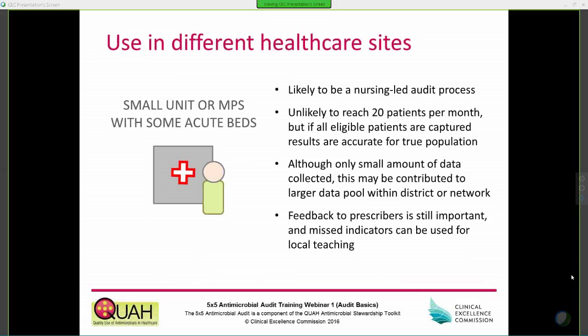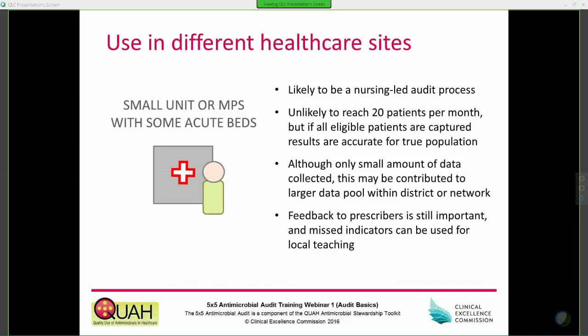But even though they're not actually reaching that preferred quota, the advantage, if you have a good system in place for capturing all of those patients who are actually eligible, you get to say that your results are accurate for the true population. So you're not actually taking a sample and providing representative data. You get to actually feed that data back and say, even though we only had 8 patients during November, this is completely accurate in terms of how we are treating patients when it comes to acute care antimicrobial therapy.